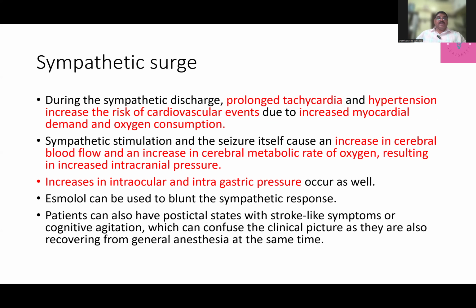So esmolol can be used to blunt the sympathetic response, because this sympathetic response will be present for 5 to 10 minutes. We can use a short-acting beta blocker like esmolol, so that it will act for 5 to 10 minutes and its effect will be quickly reversed. Patients can also have post-ictal states with stroke-like symptoms, cognitive changes and agitation, which can confuse the clinical picture, as they are also recovering from the general anesthesia at the same time.